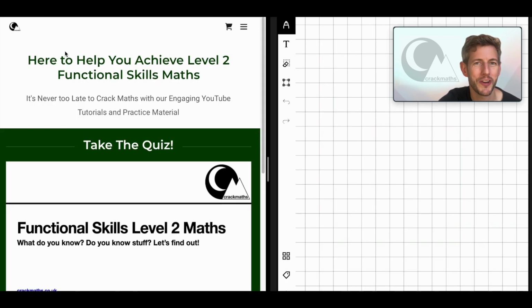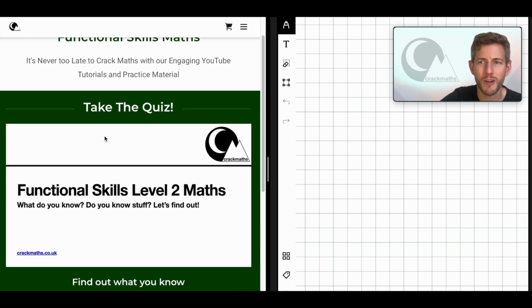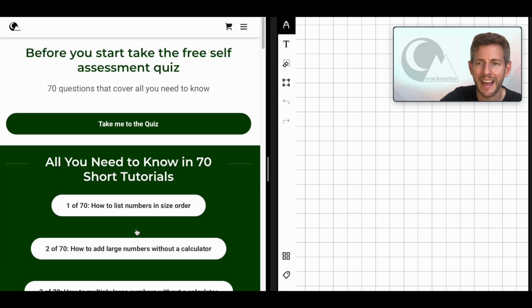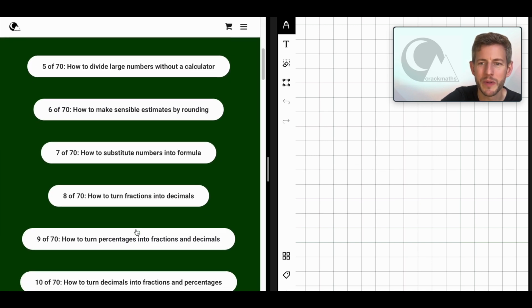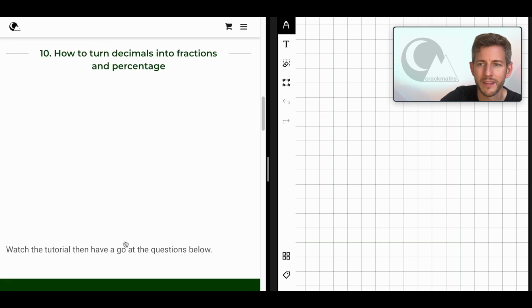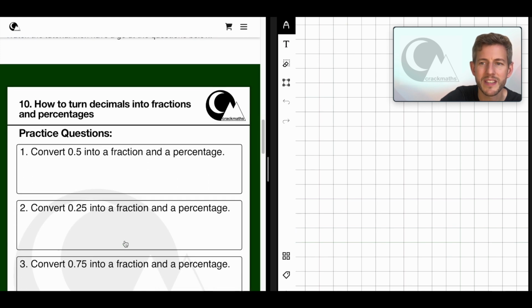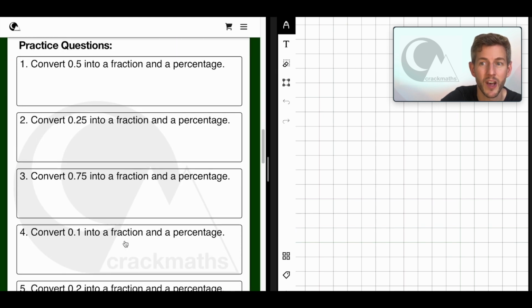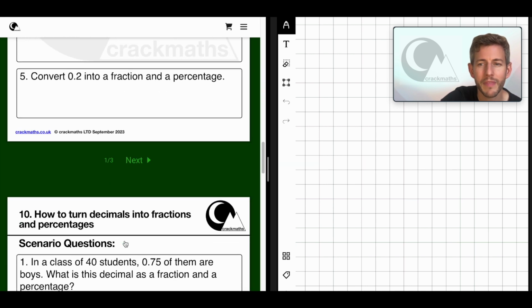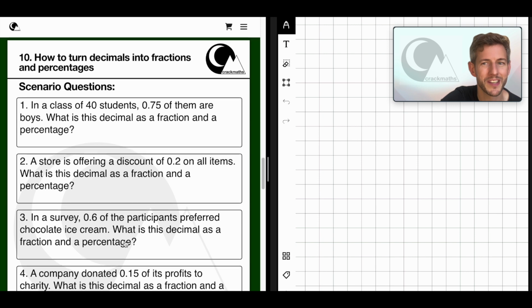Okay, so here we are at crackmaths.co.uk, and what we're going to do is scroll down from the home page to the All You Need to Know, and now we're going to look down these tutorials till we get to tutorial 10, which is how to turn decimals into fractions and percentages. Here you'll see there's some practice questions to start off with. You can do these if you want to develop your skill. And then the second set of questions, we've got the scenario ones.